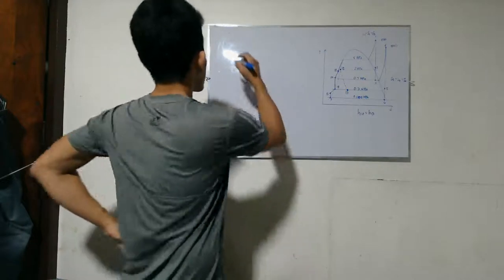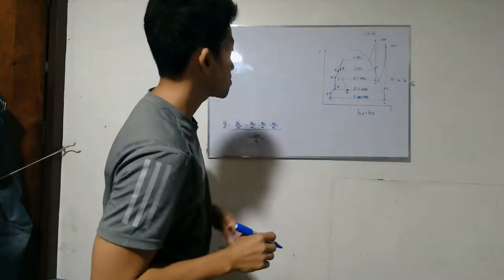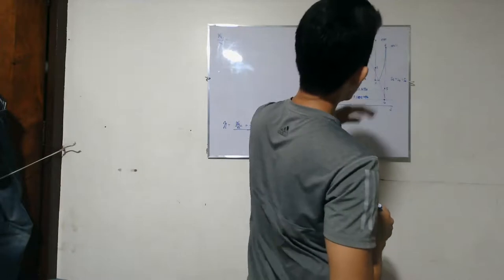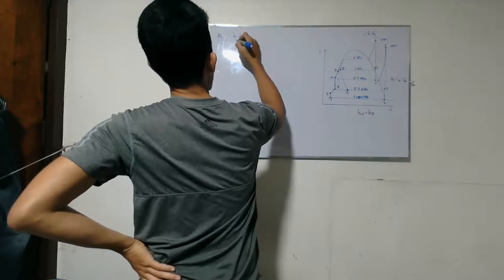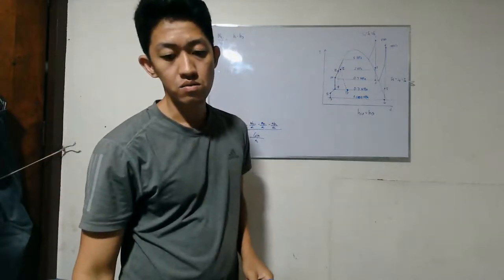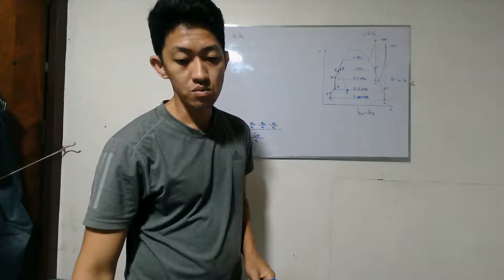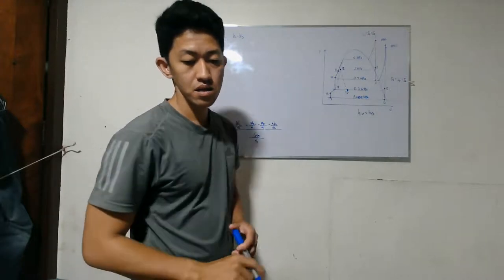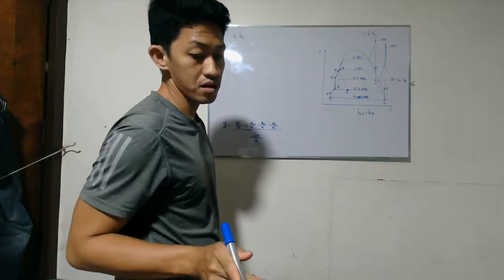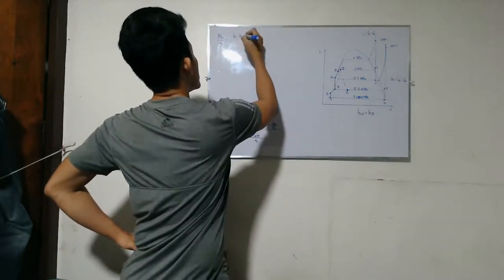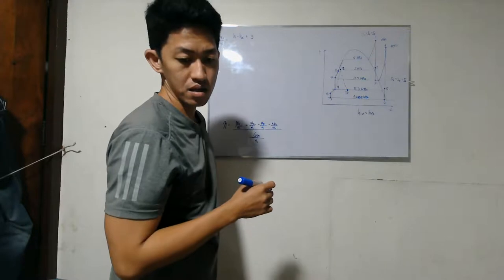Okay, so what is the work turbine 1? Work turbine 1 is H1 minus H3, right? No. Work turbine 1 is H1 minus H2 plus Y times H2 minus H3.